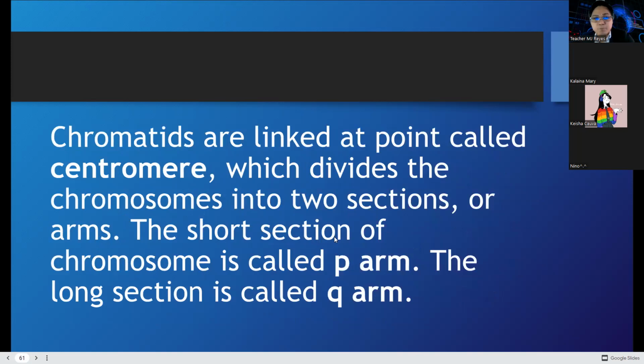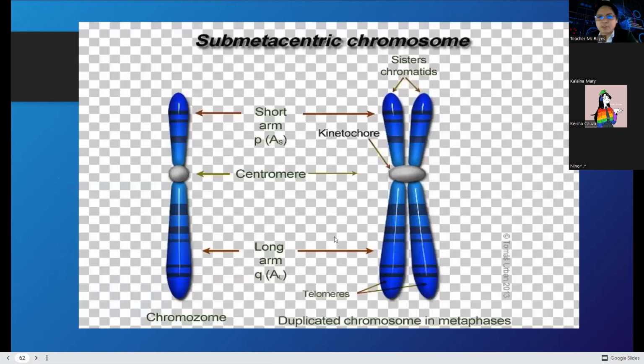Chromatids are linked at a point called the centromere. It is located at the center, which divides the chromosome into two sections, or arms. The short section of the chromosome is called the P arm, and the long section is called the Q arm. So this is the chromosome structure. This is the P arm. This is the Q arm. The centromere is at the center. This is where the centrioles attach the spindle fibers for cell division.